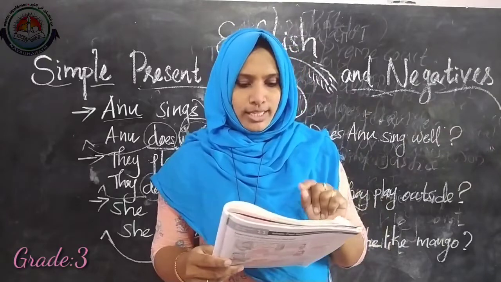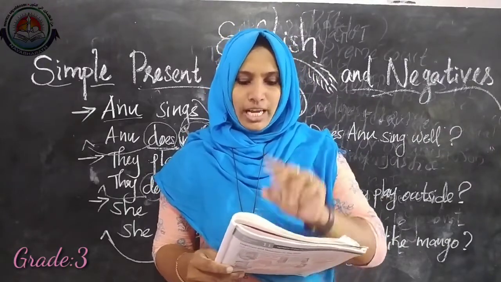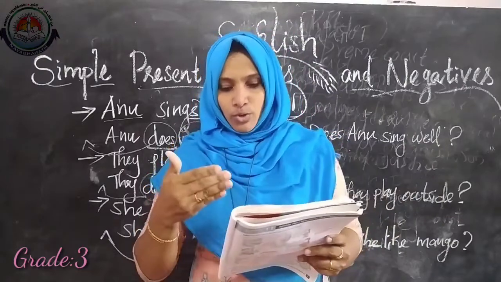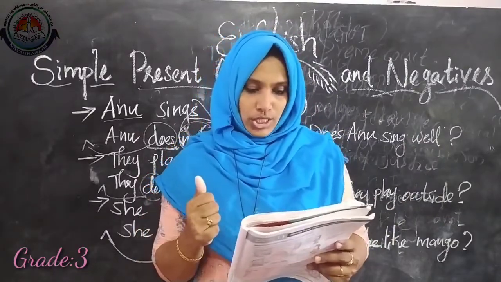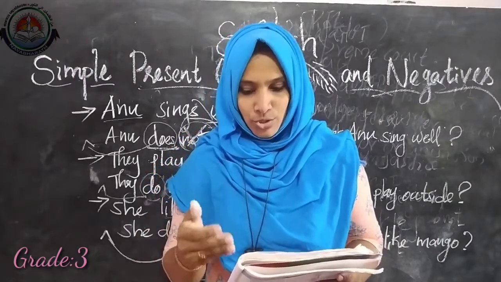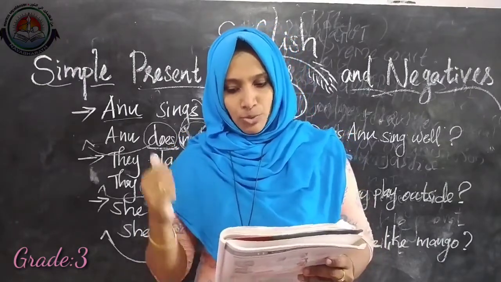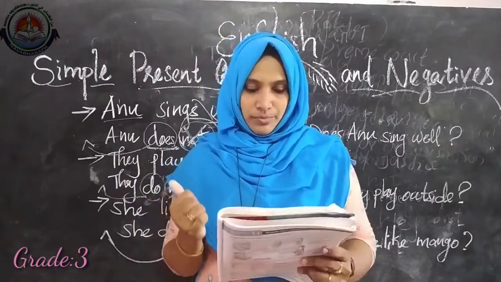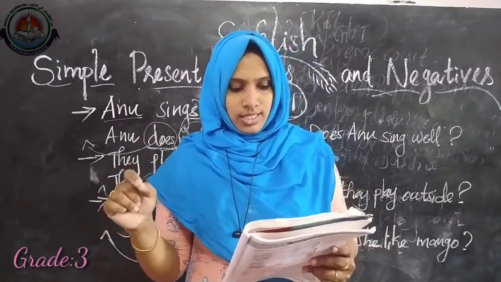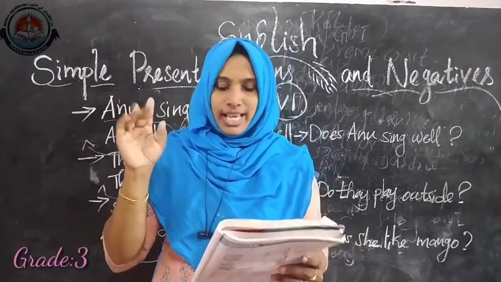Then 2, look at the clues and the pictures and complete the conversations. Here 2 pictures are given. Look at the picture and complete the conversation. Molly dash like watching dash. So look at the picture. What they are doing is they all are watching TV. So Molly is asking a question to the others, that is, dash like watching.